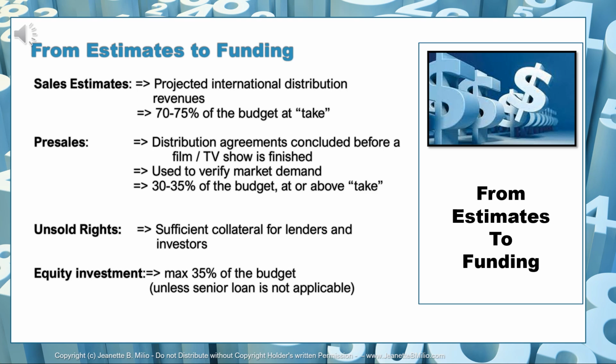The equity investment, I have learned, is better kept at a maximum of 35% of the budget. I know this sounds rough, but we're going to learn about finance plans that make this absolutely possible. So when an equity investor finances 35% of the budget, pre-sales are done at about the same range, and international sales estimates are in the 70 to 75 range, there is a very strong possibility that this movie is going to have favorable returns for the investor and is going to be profitable also for the producer.